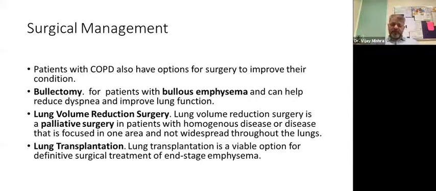There's also something called lung volume reduction surgery, which is basically a palliative surgery. When there is a disease that is in one part of the lung, not throughout the lung, then you can actually chop that lung part off to reduce the burden on the rest of the lung. In the worst case scenario, lung transplant can be an option in end stage emphysema.